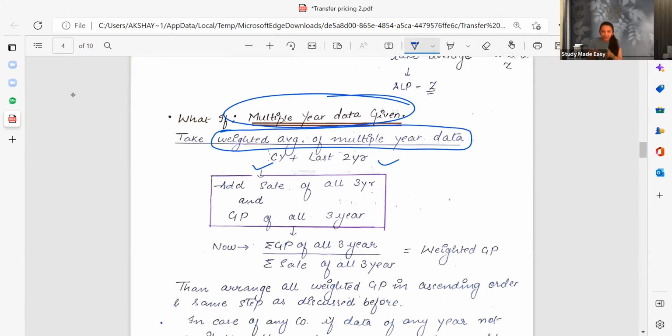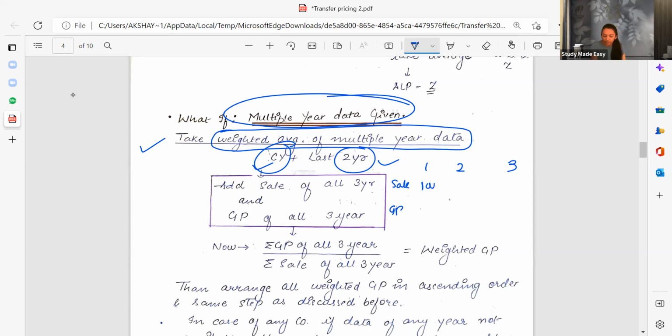So if in this year I am calculating the arm's length price based on multiple year data, I have to take the current year's data and the last 2 years' data also. Now, suppose 3 years data has been given: 1, 2, 3. This is the 3 years. And 3 years' sales is given to me, and 3 years' GP margin is given to me.